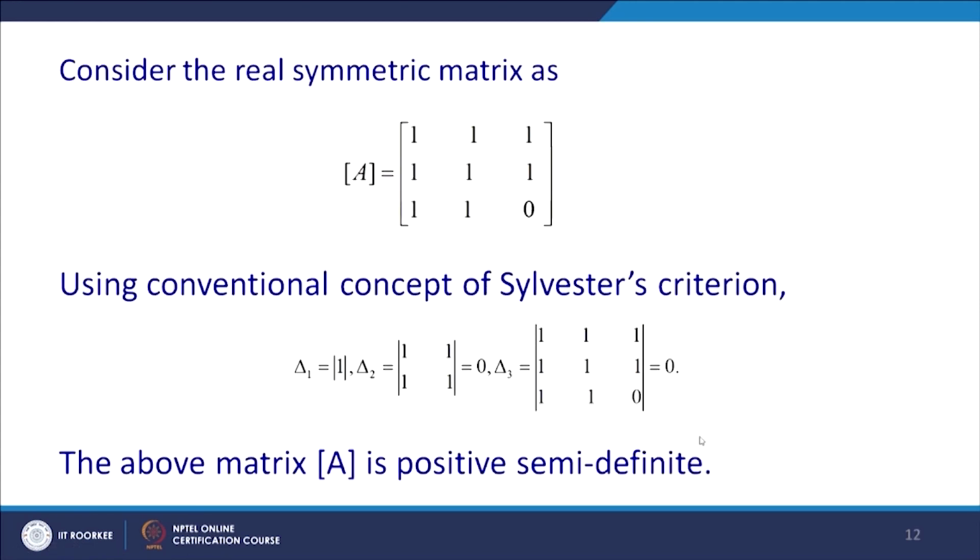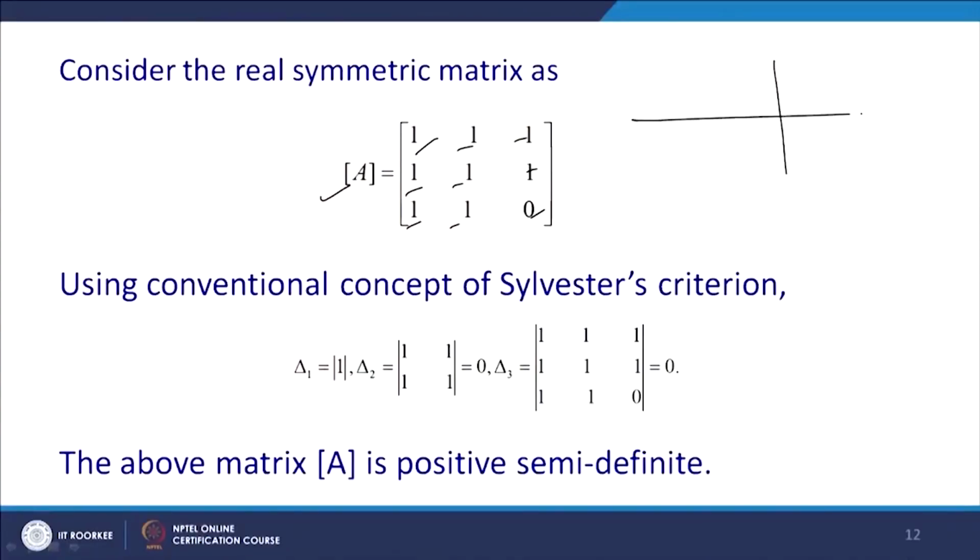Now, we see one example. Consider the real symmetric matrix A as 1 1 1, 1 1 1, 1 1 0. Our aim is to check the definiteness of this matrix, whether it is positive definite, positive semi-definite, negative definite, negative semi-definite, or indefinite. Indefinite means that if there are eigenvalues on the right side, left side and at the origin, then it is called an indefinite matrix. There is no definiteness, only indefinite.